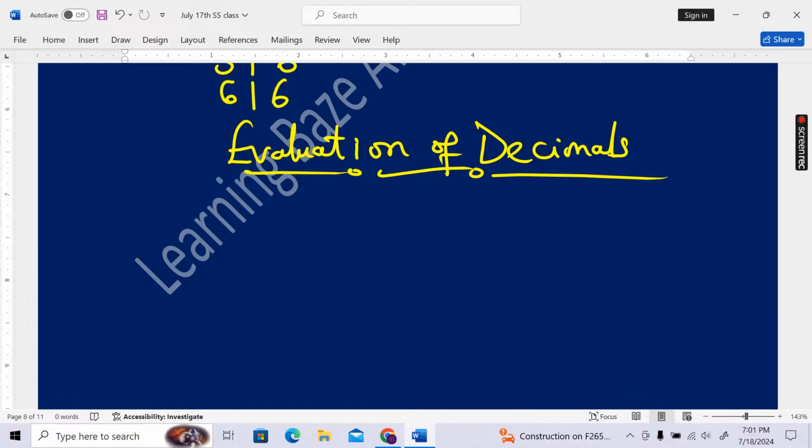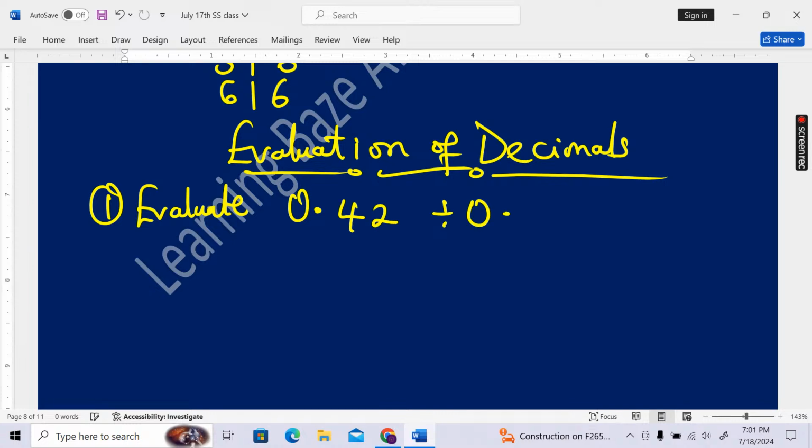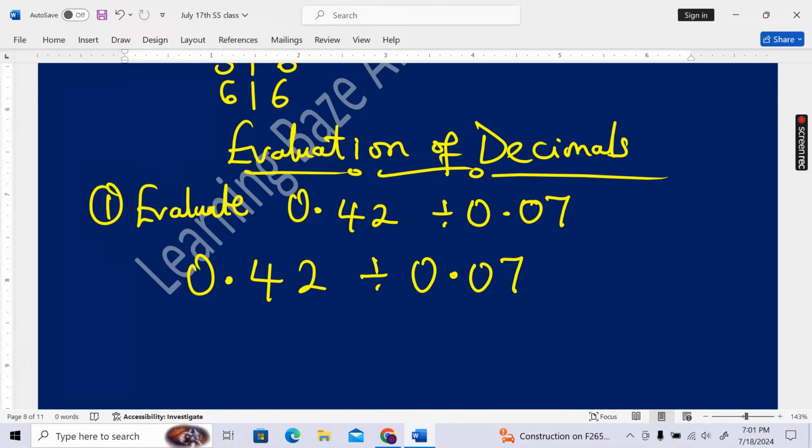So let's look at the first example. It says evaluate 0.42 divided by 0.07. When some students see questions like this, they get scared. But it is very simple. There are two ways of solving this kind of question.